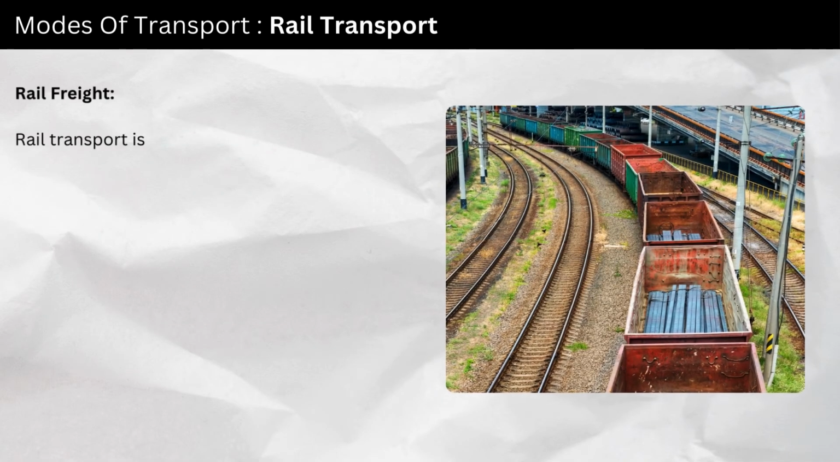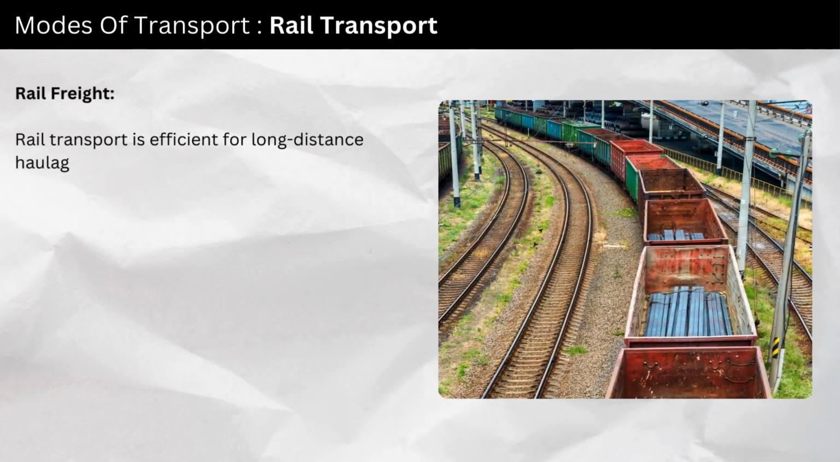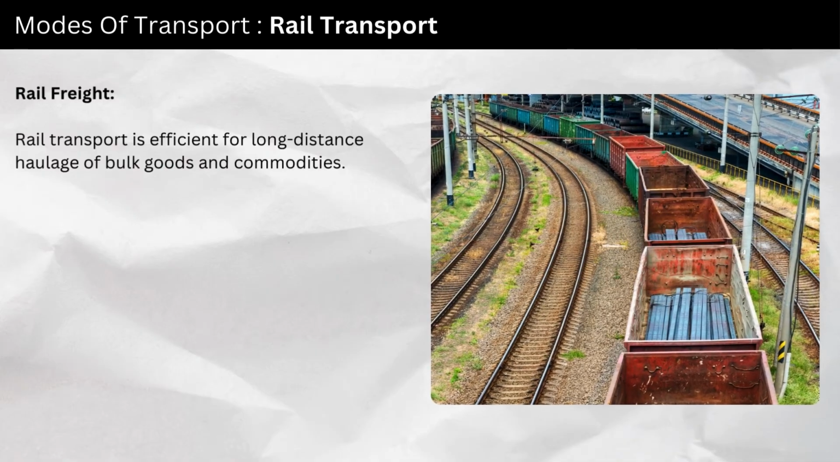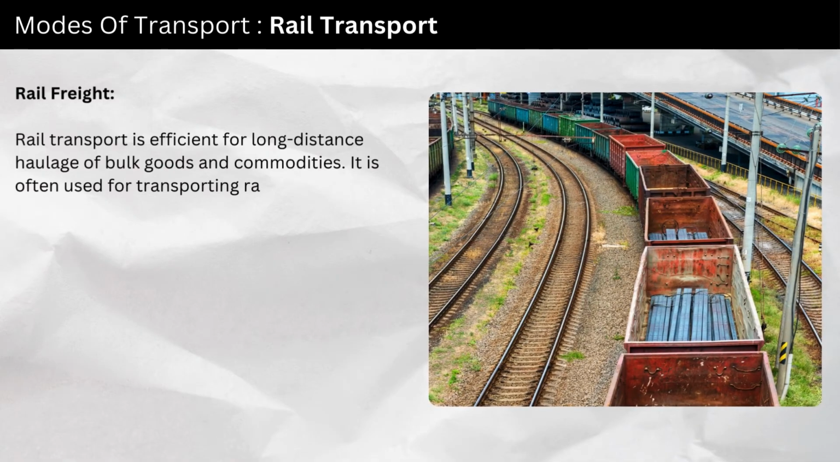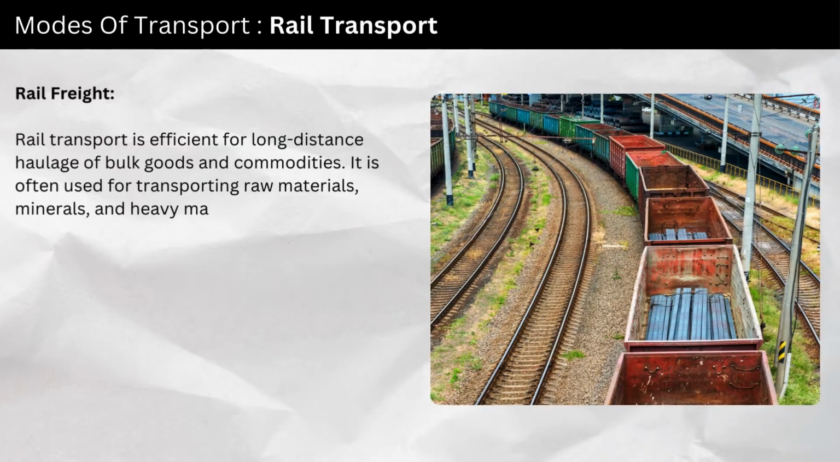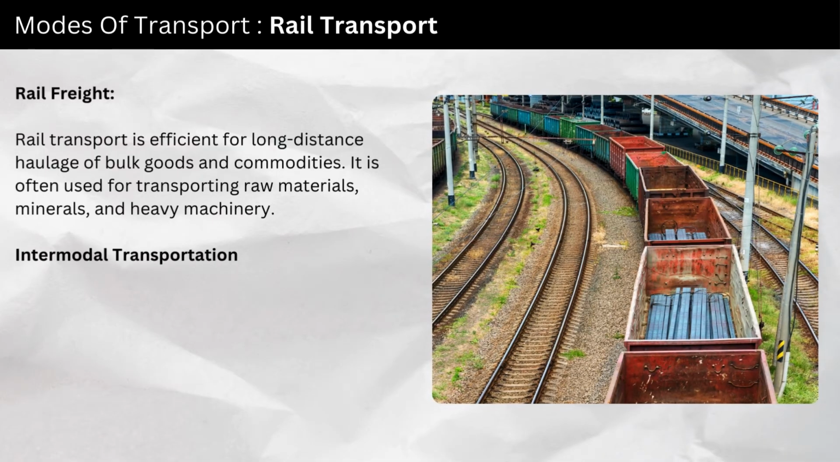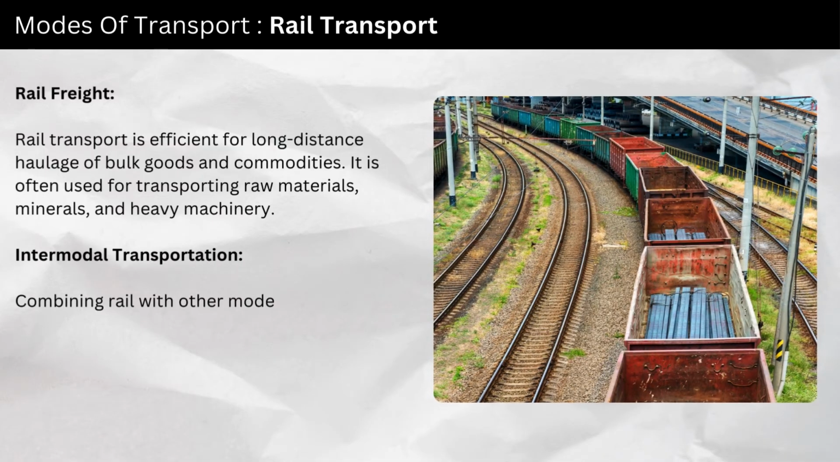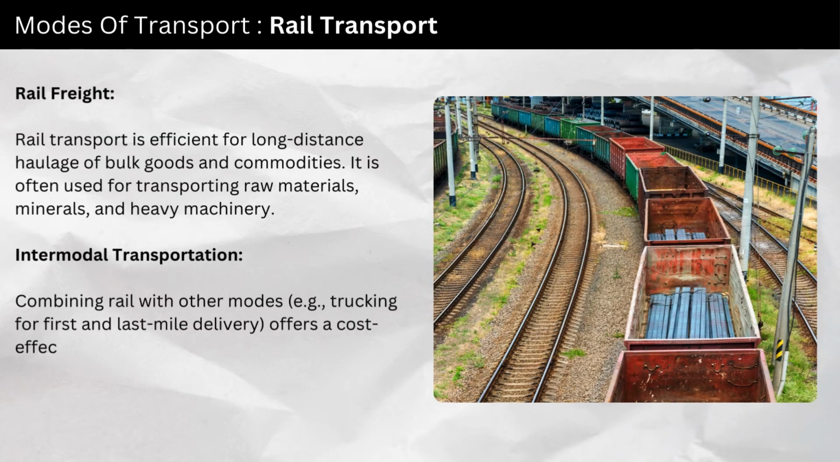Rail transport. Rail freight. Rail transport is efficient for long-distance haulage of bulk goods and commodities. It is often used for transporting raw materials, minerals, and heavy machinery. Intermodal transportation, combining rail with other modes, e.g., trucking for first and last-mile delivery, offers a cost-effective and environmentally friendly logistics solution.